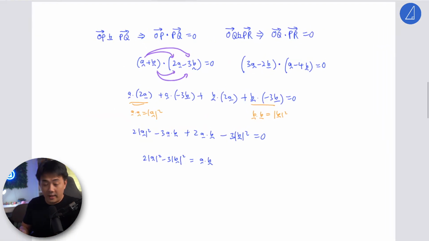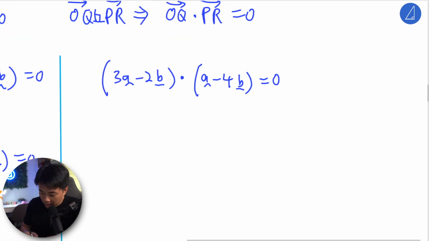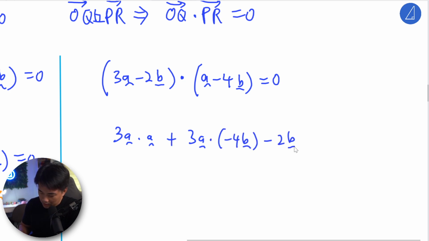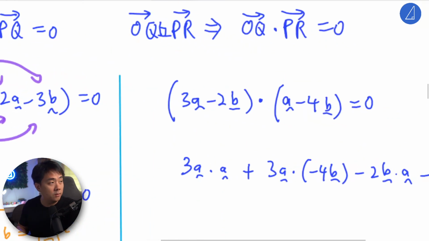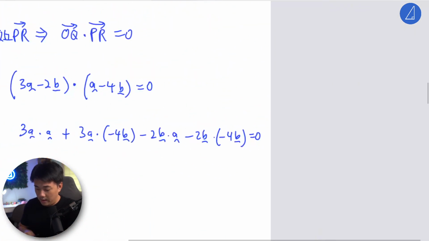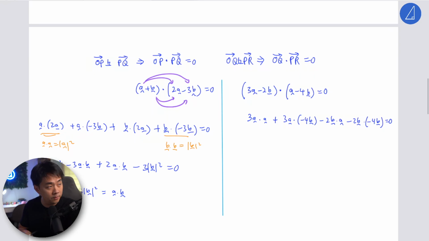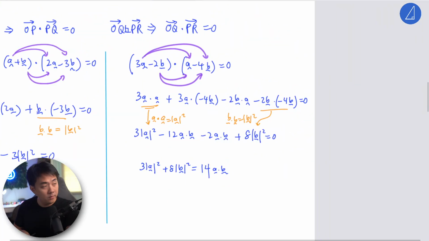Okay, so if I were to expand the one on the left here, I will get this. Then I'm going to move on to expand the second dot product. For the second dot product, same thing. So 3A dot A minus 3A dot B plus 3A dot negative 4B minus 2B dot A minus 2B dot negative 4B equals 0. Then you're going to expand everything as usual. So this is how we expand it. Okay, so shouldn't be an issue.